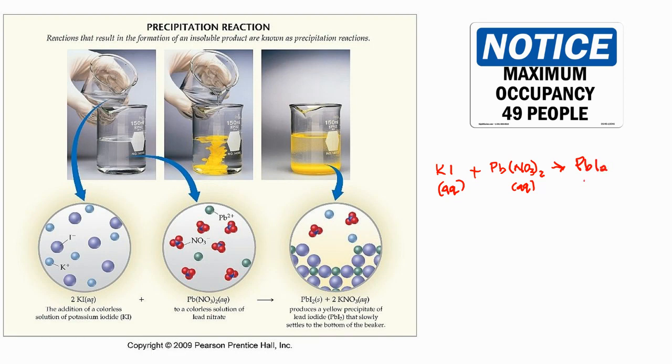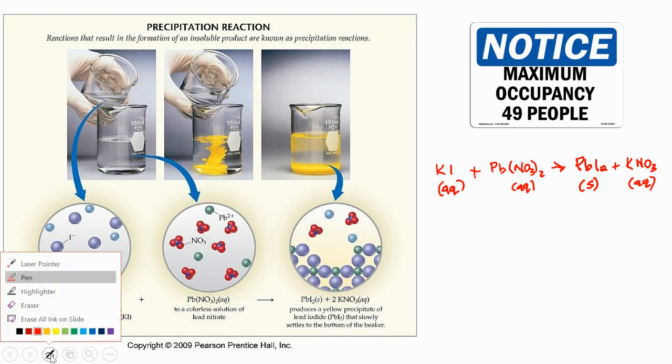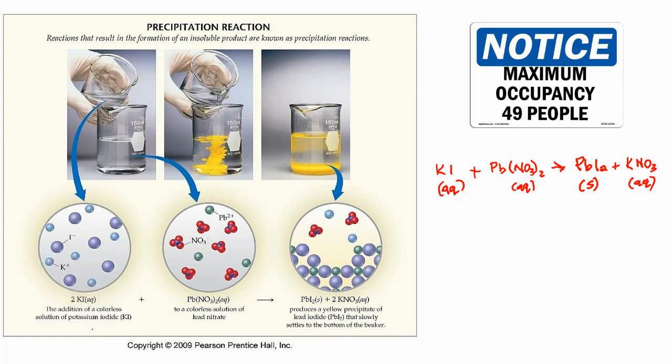I know that by looking at solubility rules. The other product is KNO3. It stays in solution. It stays aqueous. The question for us is, are we guaranteed to get that solid PbI2? And the answer is no.